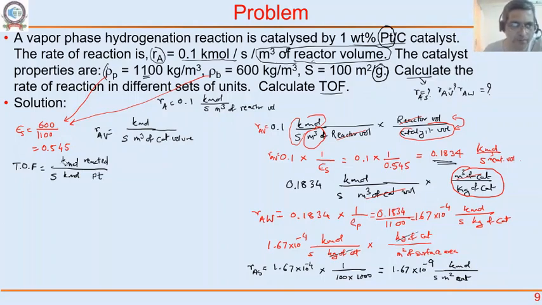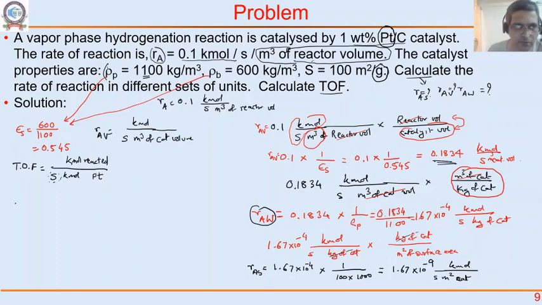Or we could define it in terms of gram moles per gram mole, right? That's our choice of how we define it. It is the same, gram mole per gram mole or kilomole per kilomole. The turnover frequency has only units of 1 per second. Okay, so what have we got? We had got this rate.